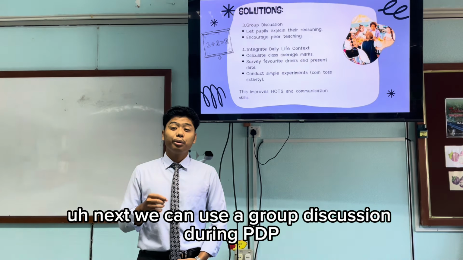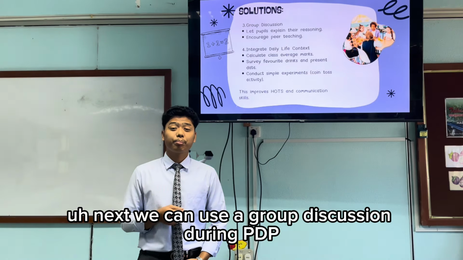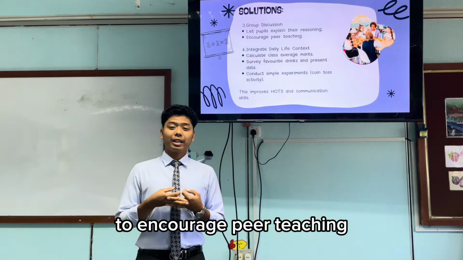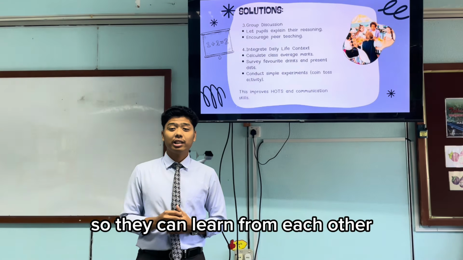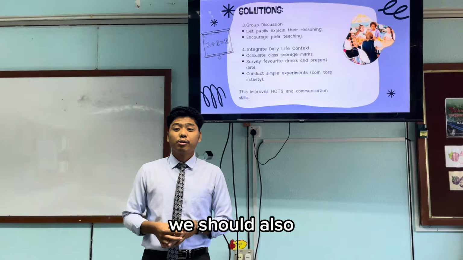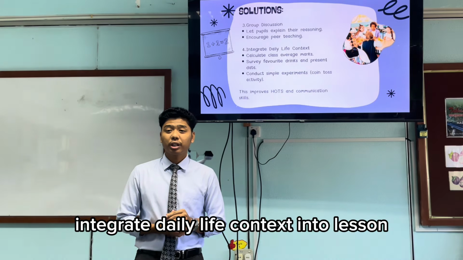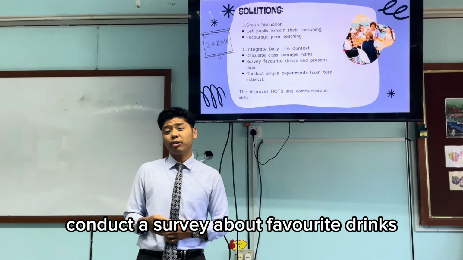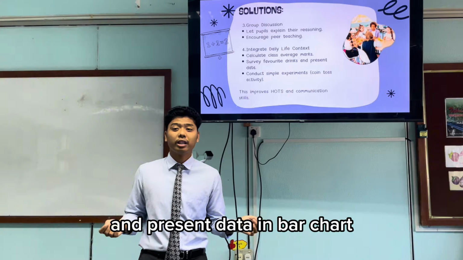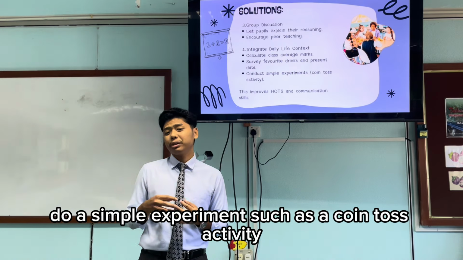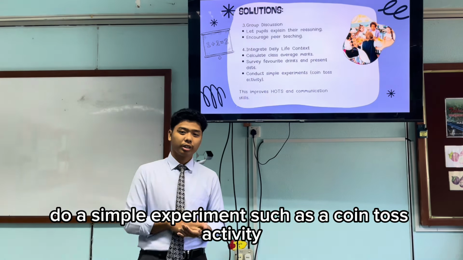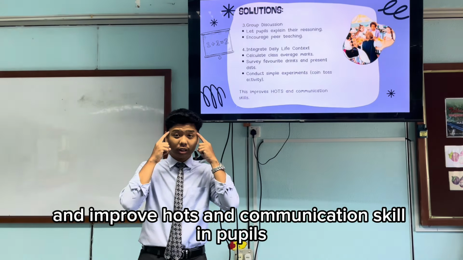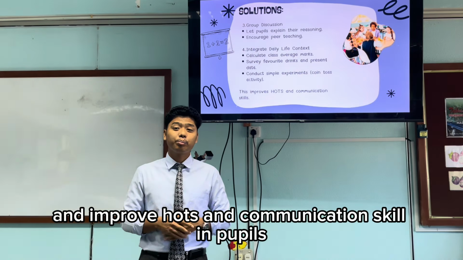Next, we can use group discussion during PDP. Let pupils explain their reasoning to encourage peer teaching so they can learn from each other. We should also integrate daily life context into lessons. For example, calculate class average marks, conduct a survey about favorite drinks and present the data in a bar chart. Do a simple experiment such as a coin toss activity. These activities make learning meaningful and improve thinking and communication skills in pupils.